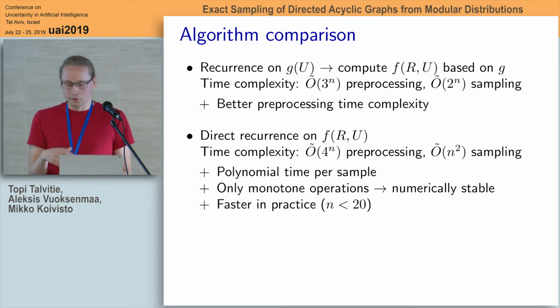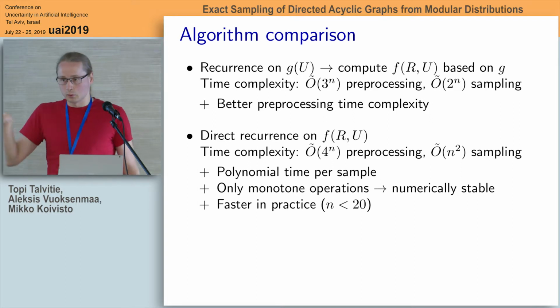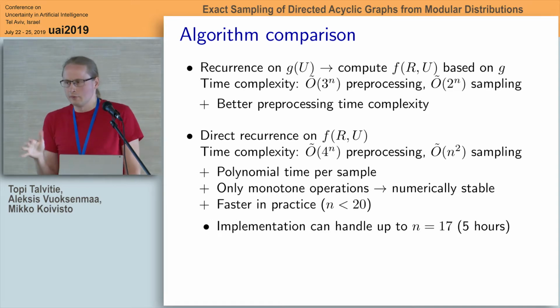And also one thing you notice is that we can only handle small n because these are exponential algorithms. And actually this 4 to the n thing is faster there because of what we ignore in the tilde O notation. So we implemented this algorithm and the implementation can handle like 17 elements or so.